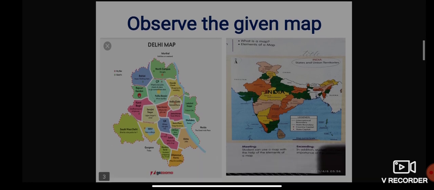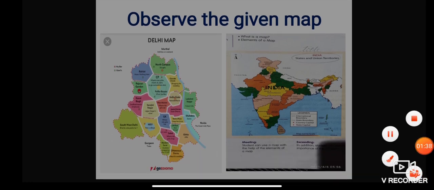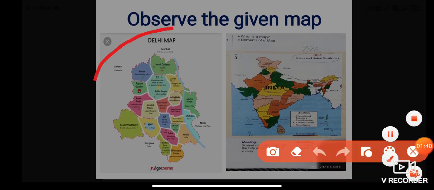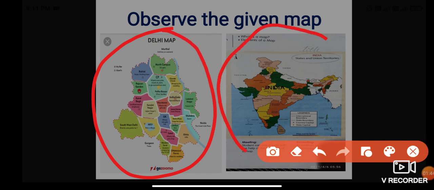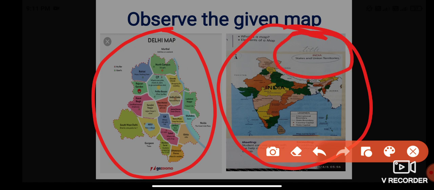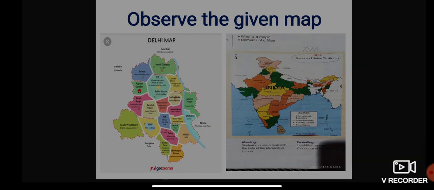Now you have to observe the given maps. This is a map of Delhi, and this is a map of India. Last class we learned that in order to read a map, there are four elements: title, direction, legends, and then scale. So we're going to learn what scale is today.